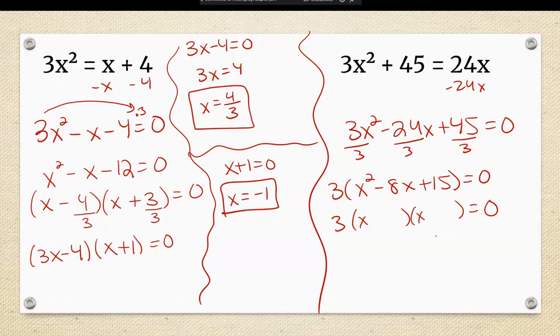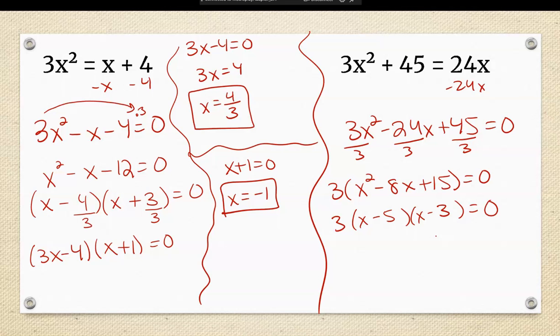Y'all focus. Come back to me. What multiplies to give you 15 but adds to give you negative 8? Think about it in your head. I believe we can all get there. Some of us get there a little bit faster than the other ones. So, okay, what is it? Yes, negative 5 and negative 3. Good.